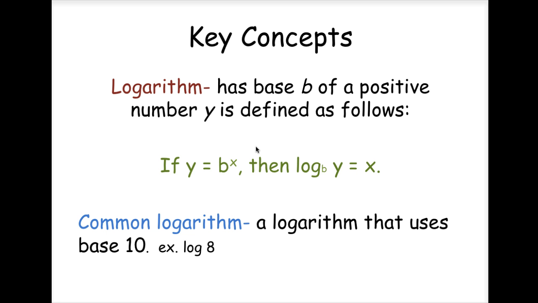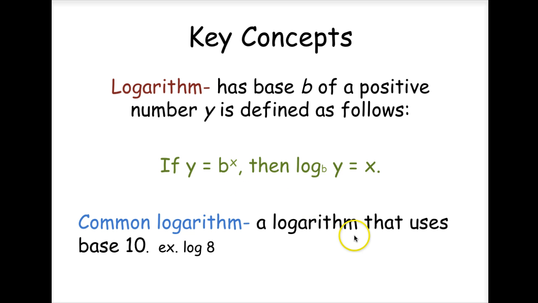Our key concepts. A logarithm has base b of a positive number y and is defined as follows. If y is equal to b to the power of x, then we can rewrite that as a logarithm of base b of y is equal to x. Notice we set it equal to the exponent. Our base becomes a subscript with our logarithm.